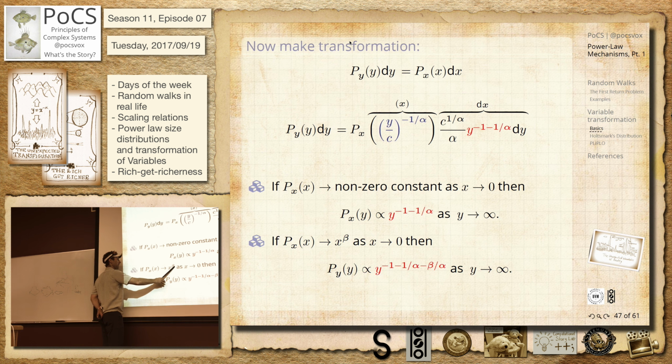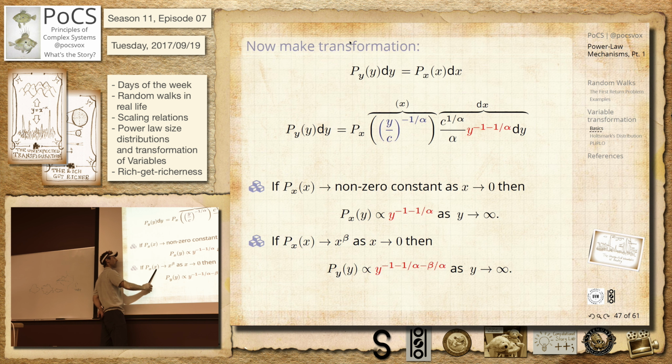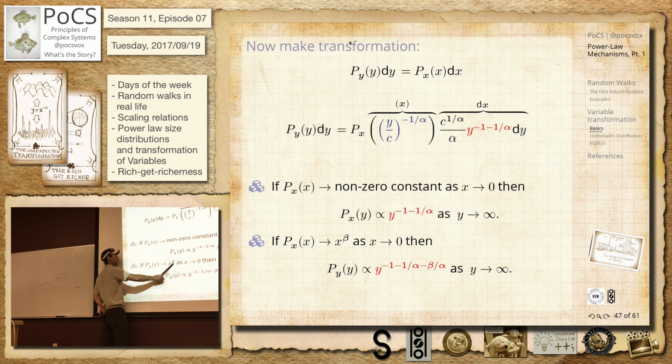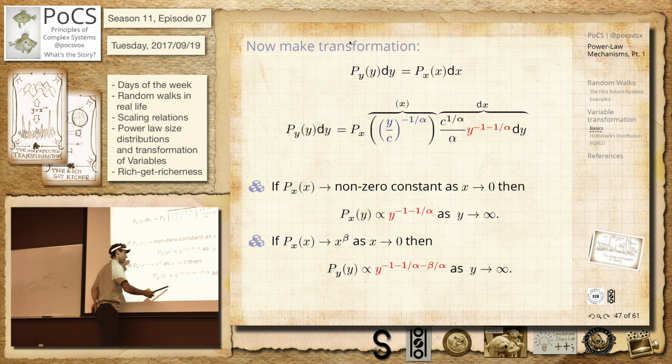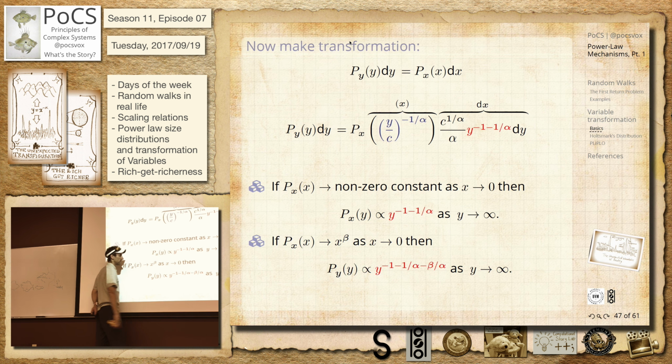If we have a scaling, if x goes to 0 as x to some beta, then this is going to be this blob to the power of beta. You can put it all in, and you'll actually still get a power law like this.